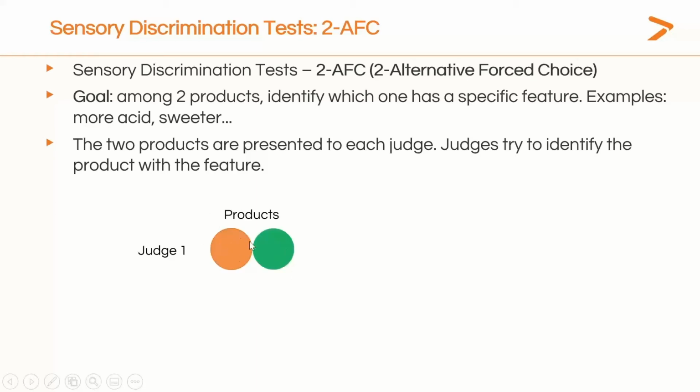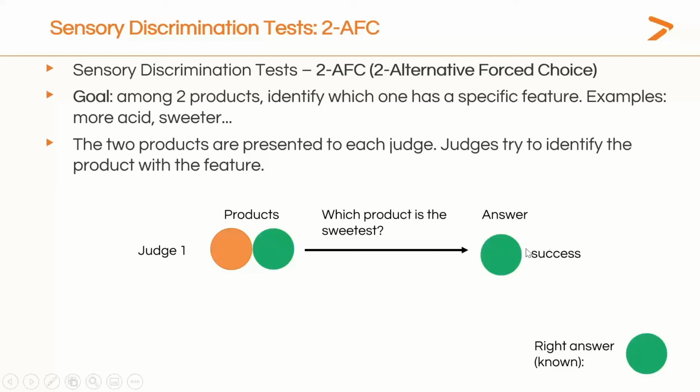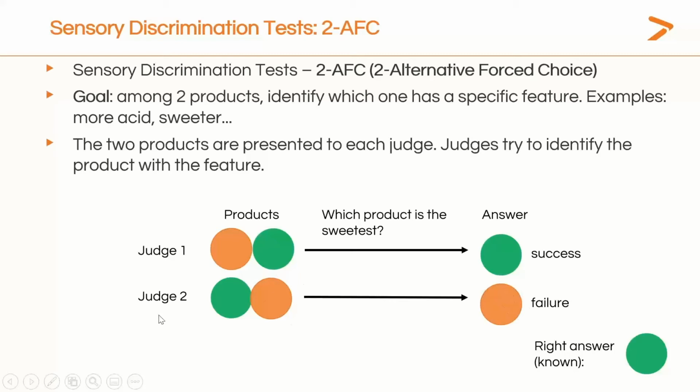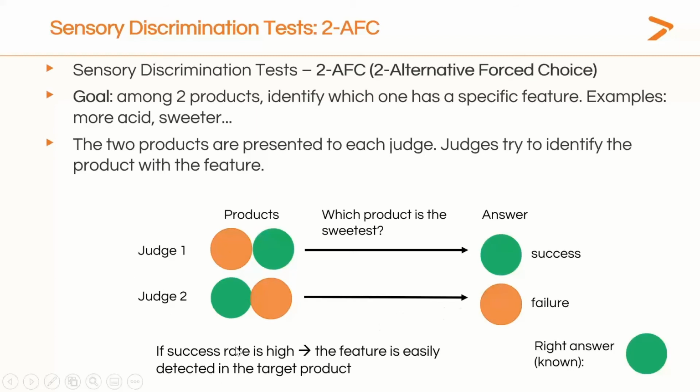So judge one gets the two products, and we ask him which product is the sweetest. He gives an answer, the green product, and we know that the green product is the right answer, so this would be a success. And judge number two failed, and so on. So we ask the same question to different judges, and then we measure the success rate. If it's high, the feature is easily detected in the target product, and if it's low, it is not. And here again, if success rate is high, it's either a good or a bad news for us, depending on our goal in this research.